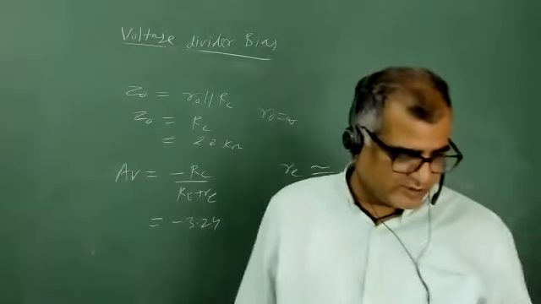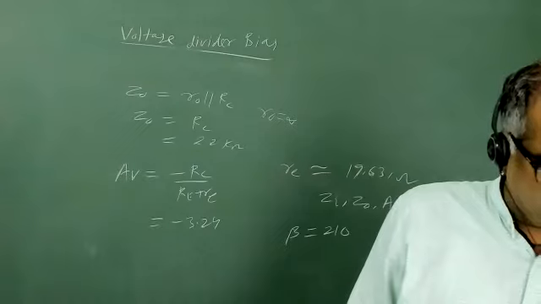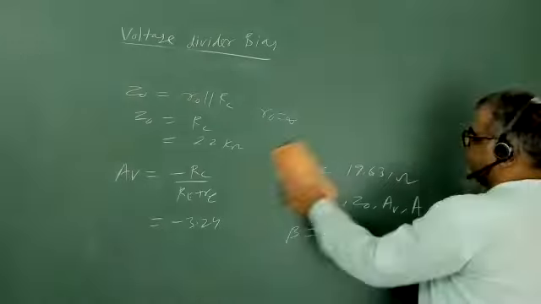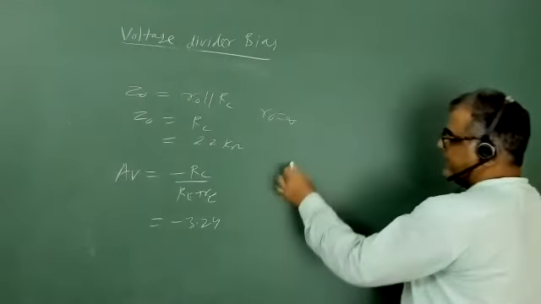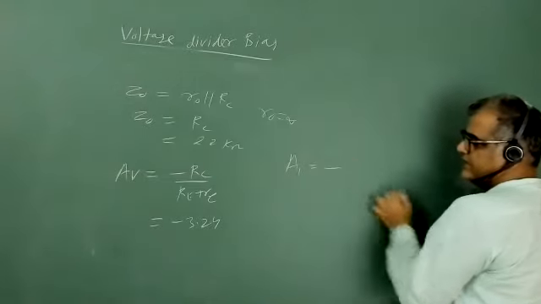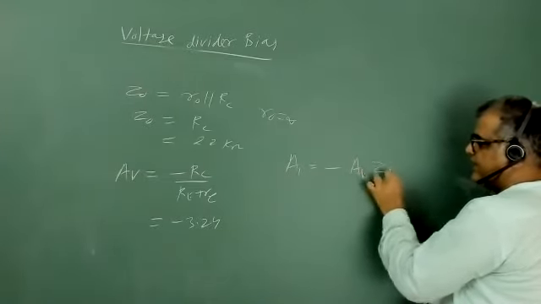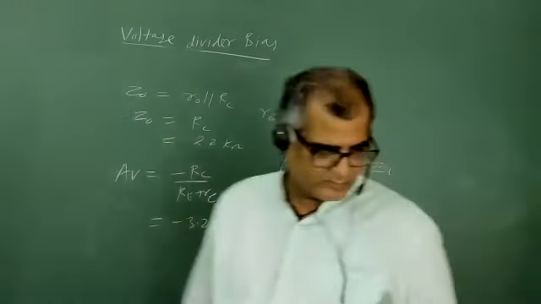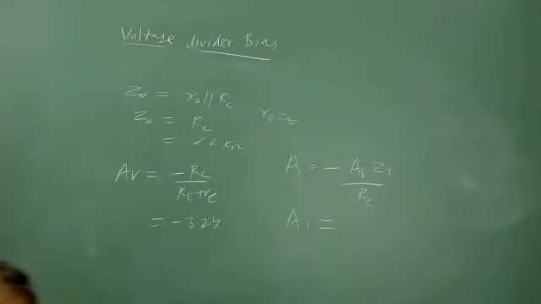Very good. Now just tell me the last one. You have AV, you have ZI, you have RC. So you can use the formula for AI that I gave you in today's class. So AI is what? Minus AV, ZI, RC, and tell me what is the AI value. No, AI value should match with what value? The beta we have calculated here. Let's see whether it is matching or not.